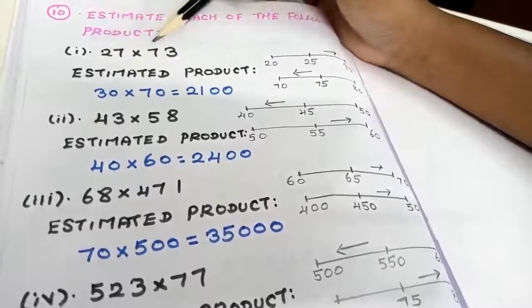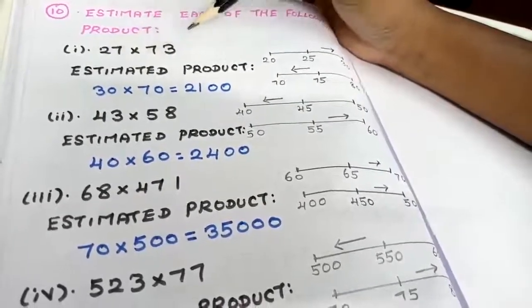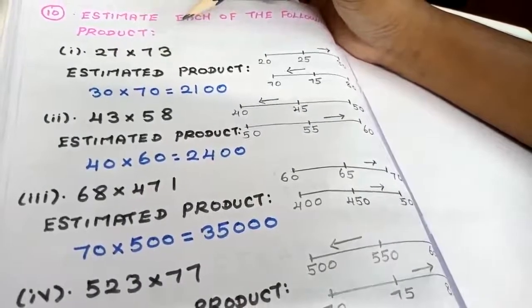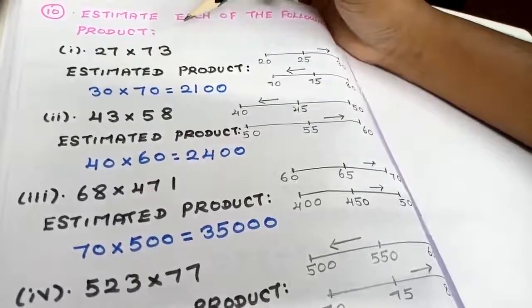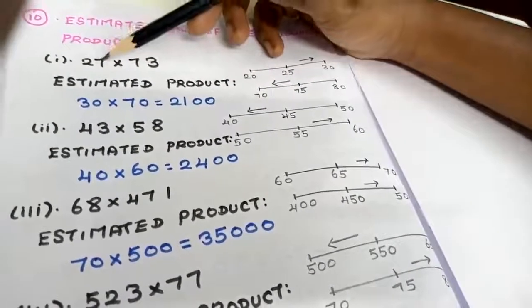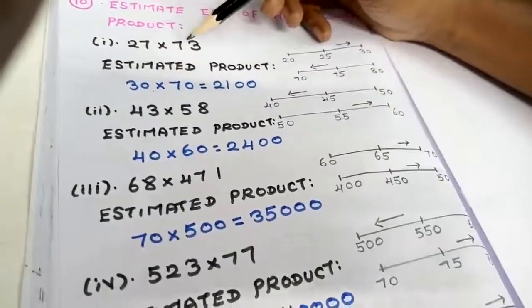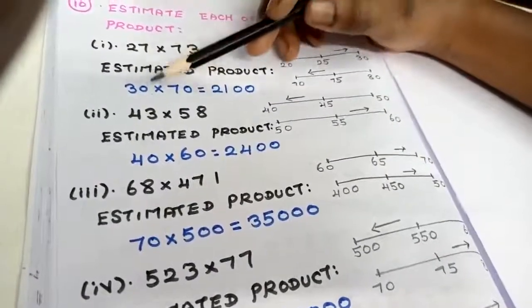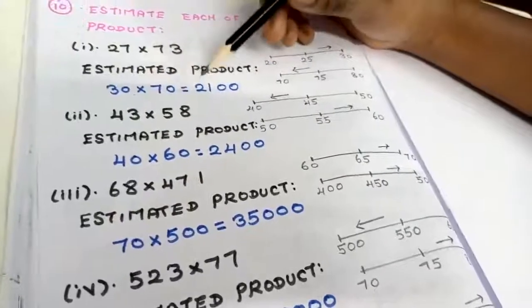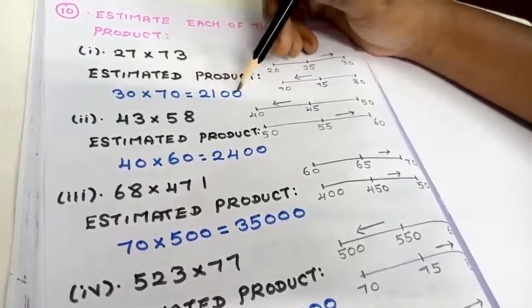So 27 into 73. For an estimated product, first I am going to convert the numbers to the nearest 10, 100 or 1000. In this case I am going to find the nearest 10. 27, I am going to write it as 30. Nearest 10 is 30. 73, nearest 10 is 70. 30 into 70, you will get the value as 2,100. So this is a way of doing the sum, students.